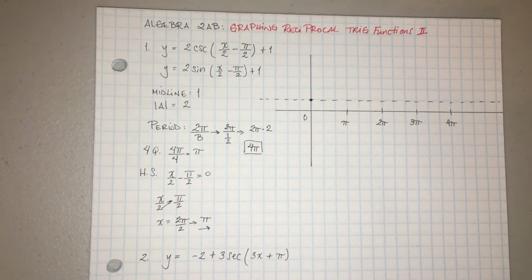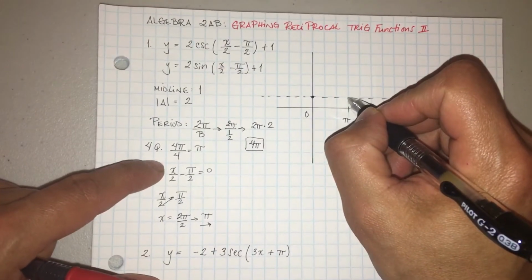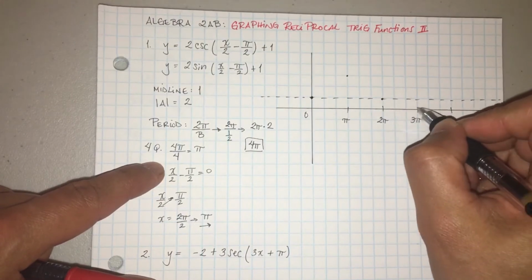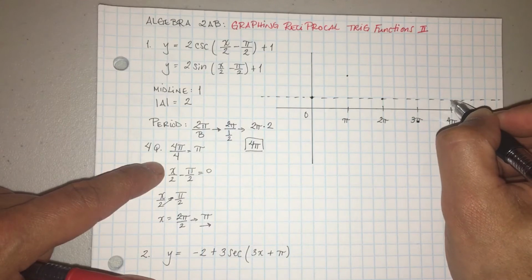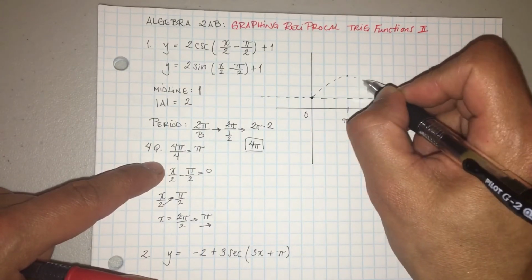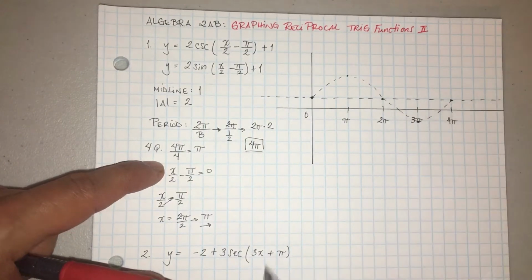Then we go to the amplitude. From here, the amplitude is 2, 1, 2. And then back to the midline. Then down to the amplitude, 1, 2, and then the midline again, right there. Good, so we have something that looks like this. And there it is.